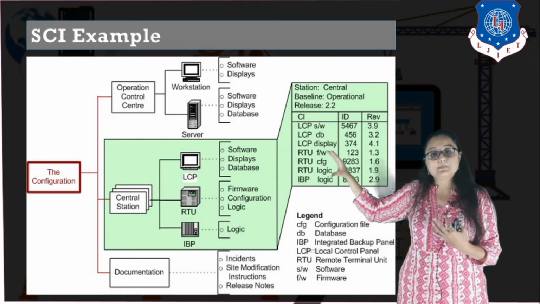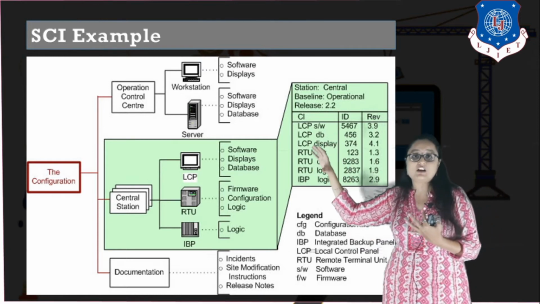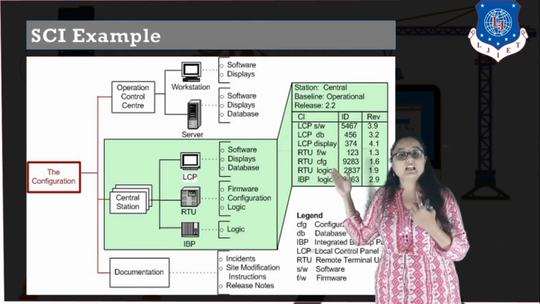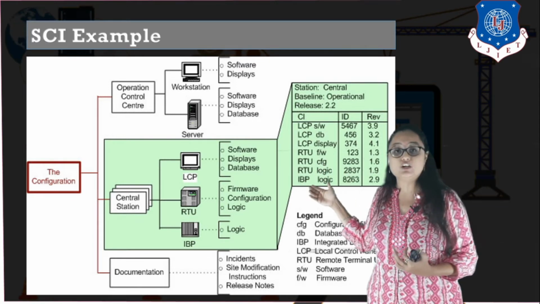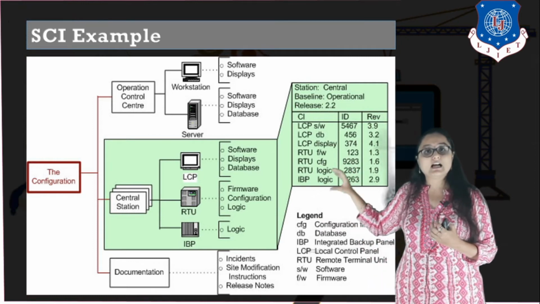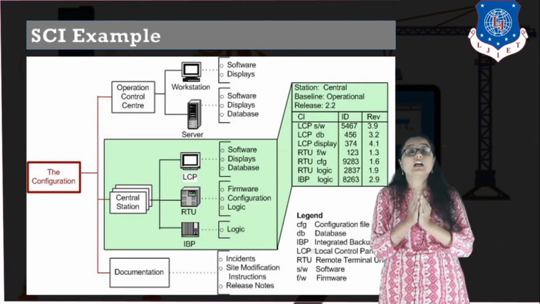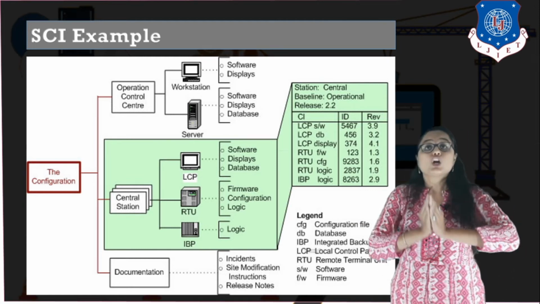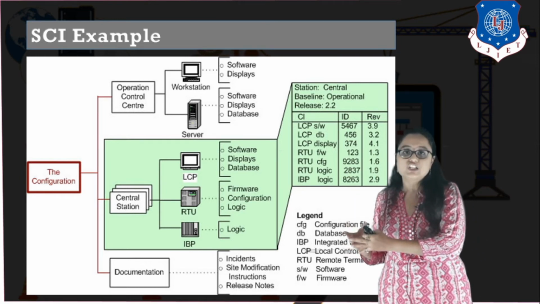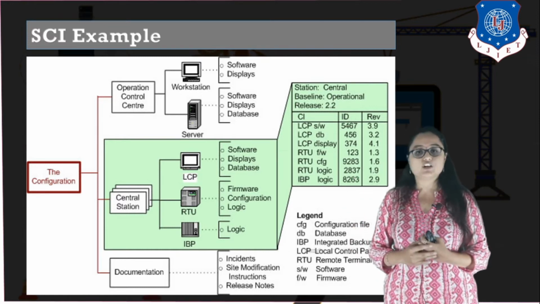Now in LCP, RTU and IBP also you can see that there are some items which have been recognized. In LCP, there is software, display and database. In RTU there are firmware, configuration and logic, and in IBP there is only logic, right? So these all are the items that we can say are configuration items. So you are getting an idea that if there is an embedded software, not only the software things or the documents are regarded as configuration items, but also the hardware can be recognized as a configuration item.